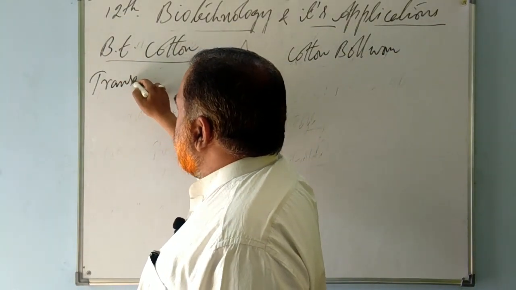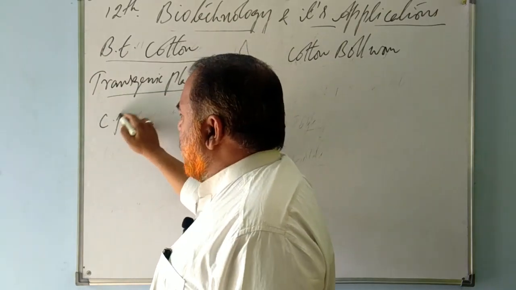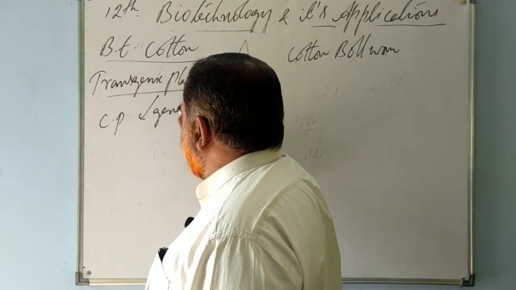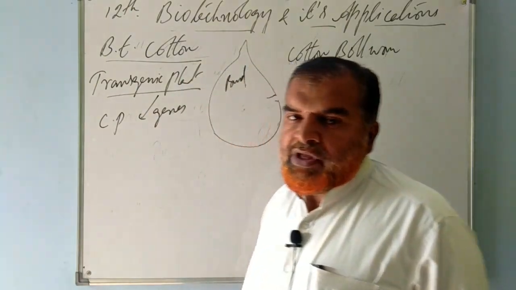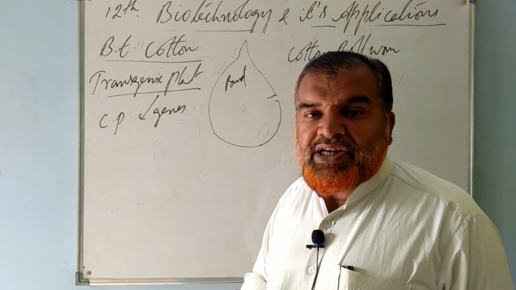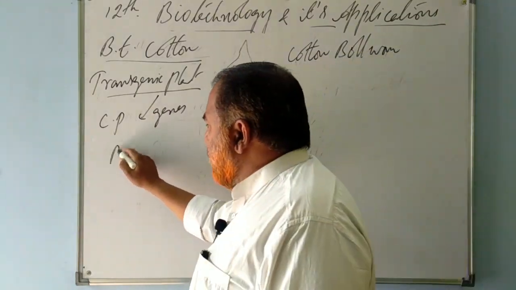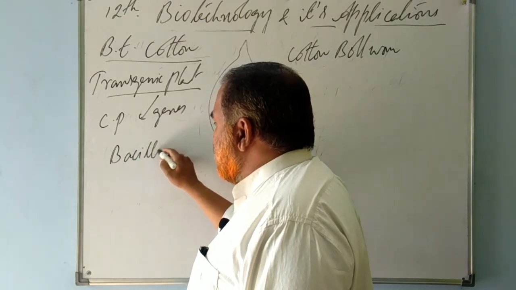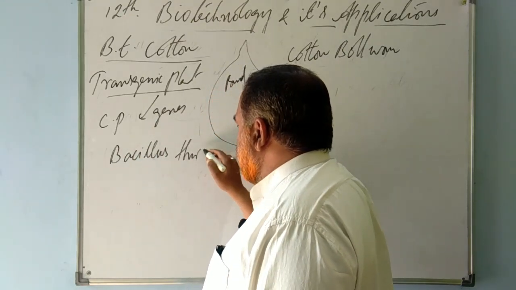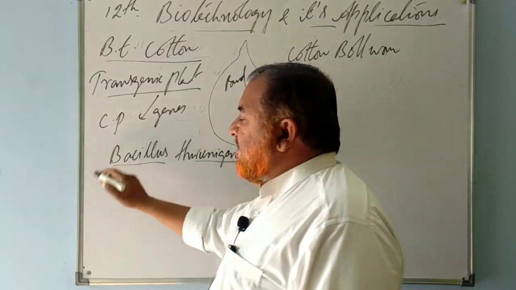What plant? Transgenic plant. What do you mean by transgenic plant? Cotton plant in which genes have been added, genes have been transferred. How? By BT cotton. When the transgenic plant is made, it is named BT cotton. Now the question arises, what do you mean by BT? BT stands for Bacillus thuringiensis. It's the name of a bacteria.